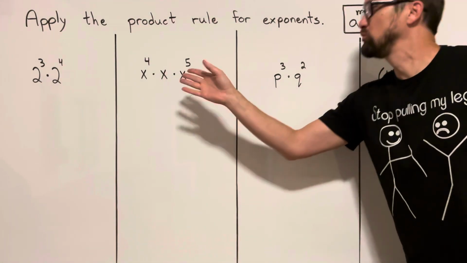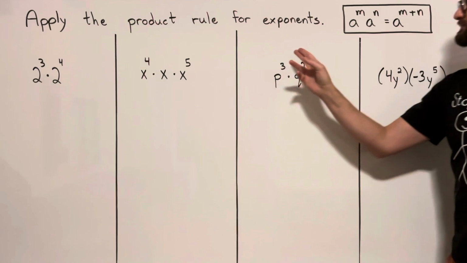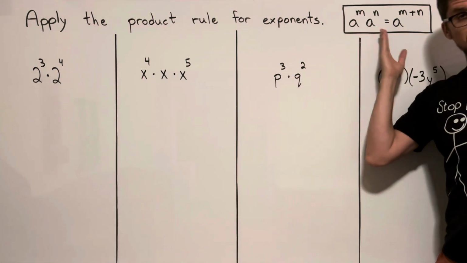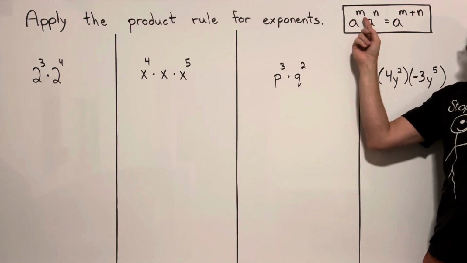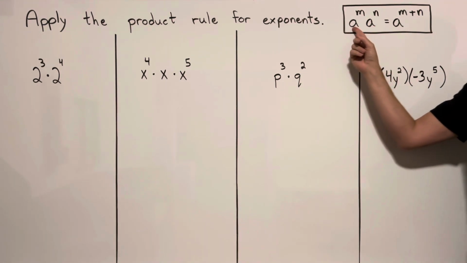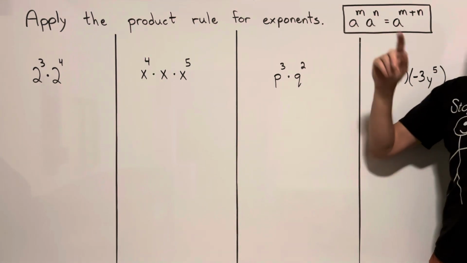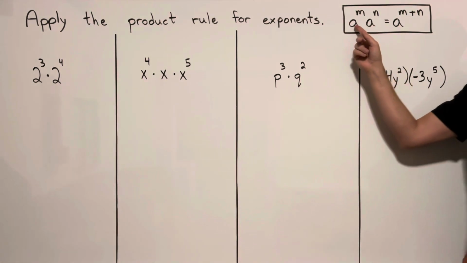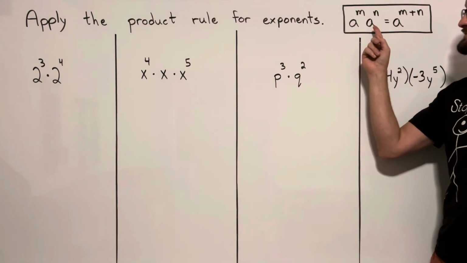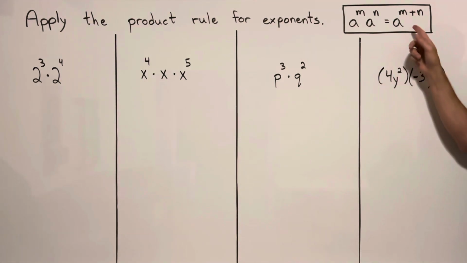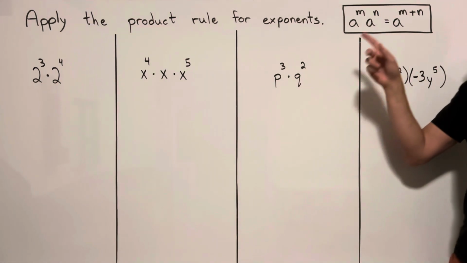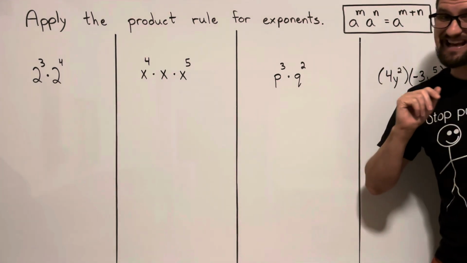Apply the product rule for exponents. Here's the product rule right here. You have a to the m power. A is the base, m is the exponent. So a to the m power times a to the n power, you can write that with one base and add the exponents.